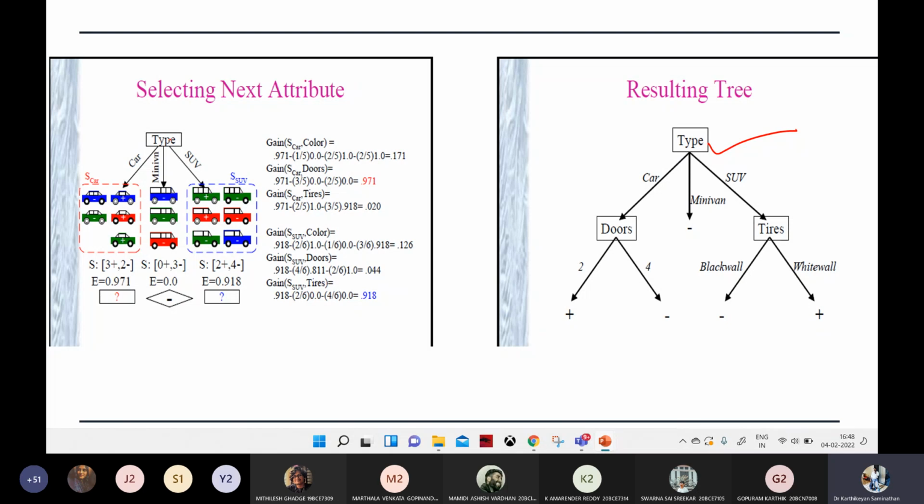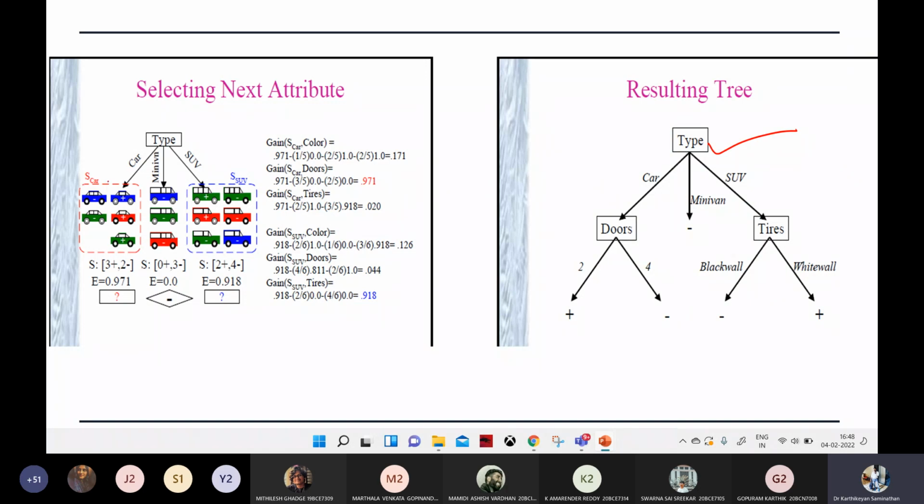When you take type from the table, always refer to the table. In the type column you have 3 categories: car, minivan, SUV. In the car category, these are the cars; 5 car categories are there, 3 minivan category, 6 SUV category. Now you start calculating with the same process. 3 plus 2 minus, entropy is 0.971. Here it is 0, so positive cases are 0.